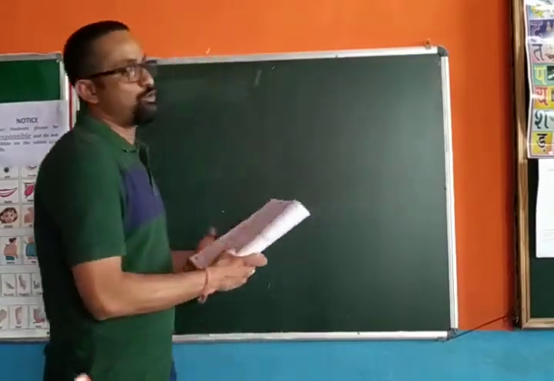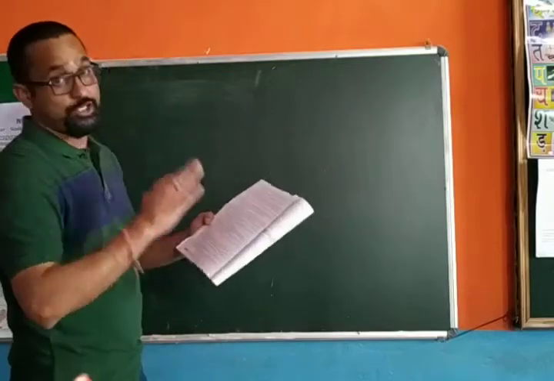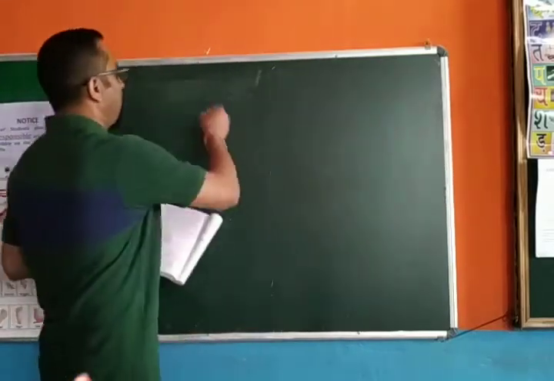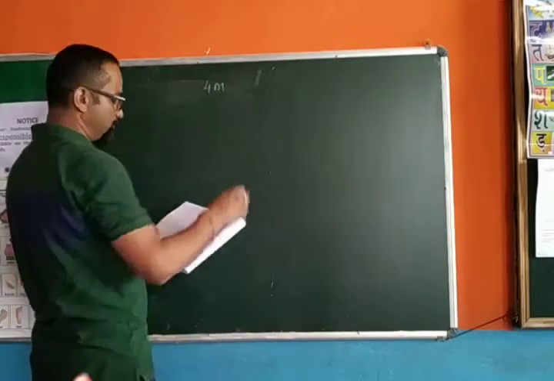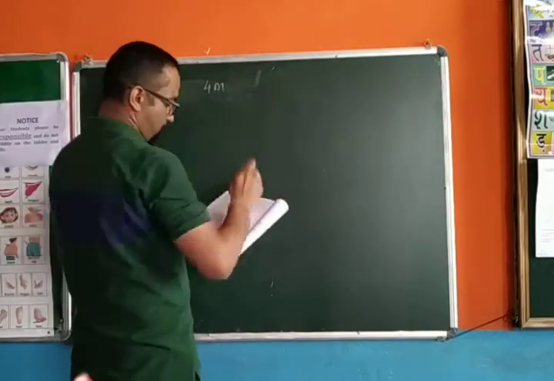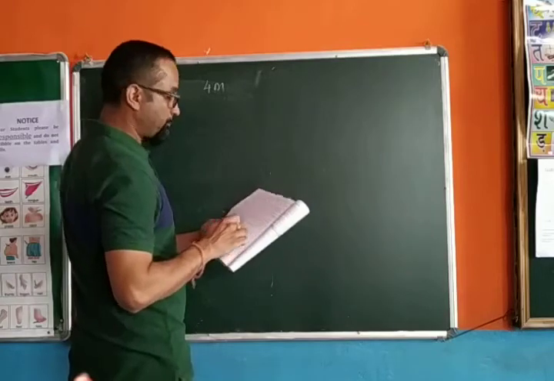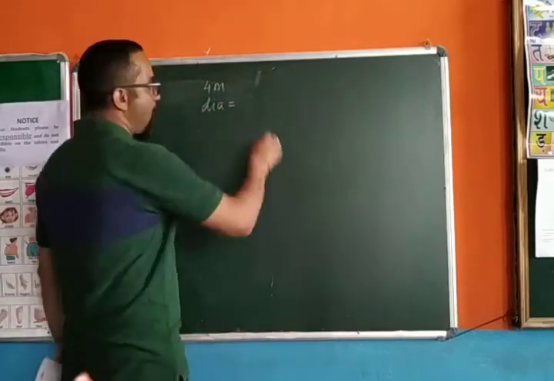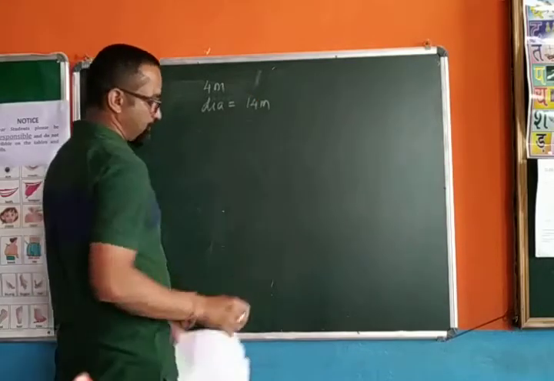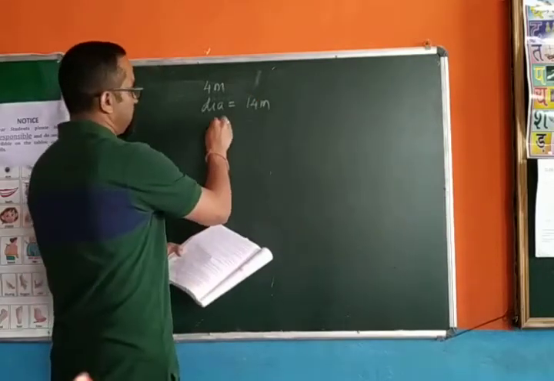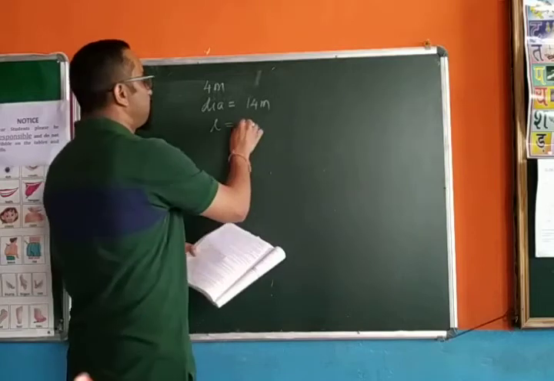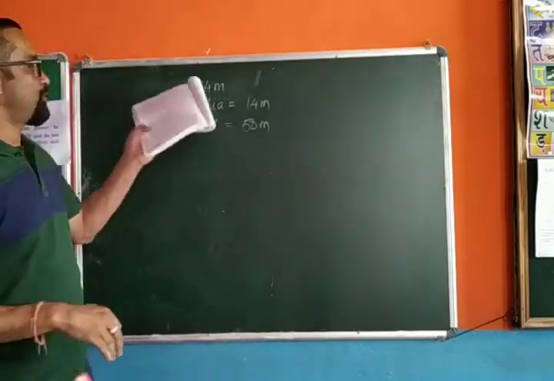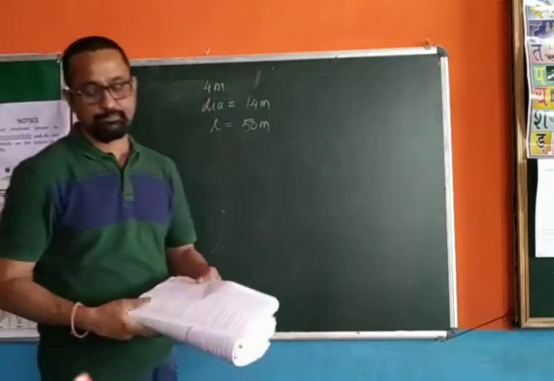Same question you can do it this way, and you can also do it with the help of different values. Take width as 4 meter. Then take diameter as 40 meter. Slant height, take it as 50 meter. And do the same calculation using these dimensions.